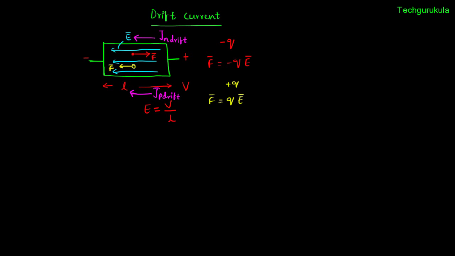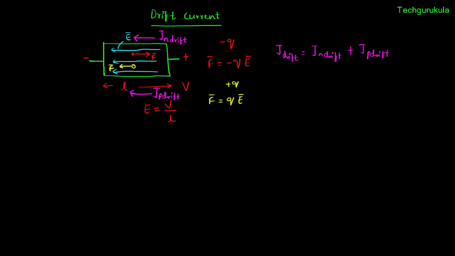And now the total drift current that is flowing through the semiconductor because of the electric field present is given by J drift equal to the drift current because of electrons plus the drift current because of holes. We call this drift current because the carriers are moving because of the presence of this electric field force.